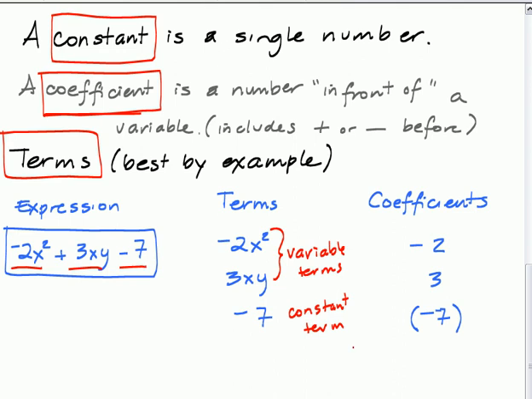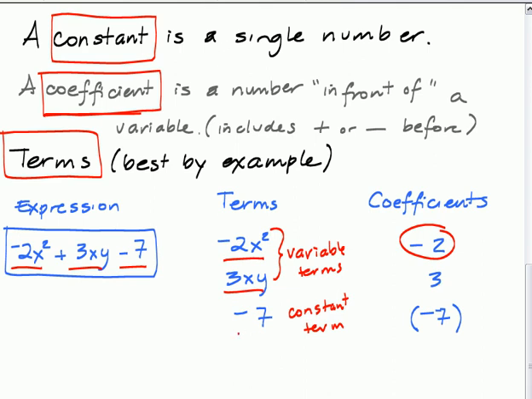The first 2 terms are a little bit different than the last term because the first 2 terms have variables involved. So we call those, not surprisingly, variable terms. And the last guy, that minus 7, that's just a constant term because it has no variable. The coefficients of each of those terms, the coefficient of the first term, negative 2x squared, is just negative 2. It's the number we see in front. 3xy, that term has a coefficient of 3 because that's what we see in front.